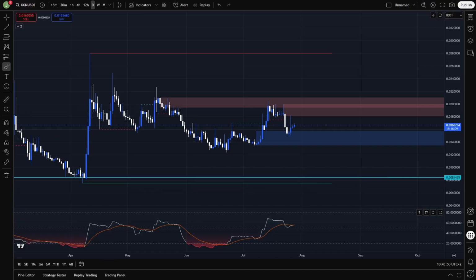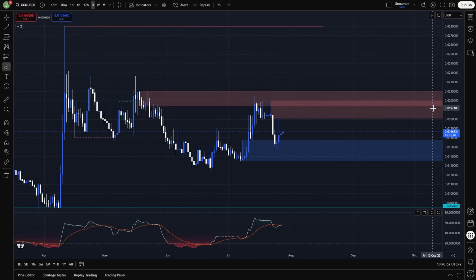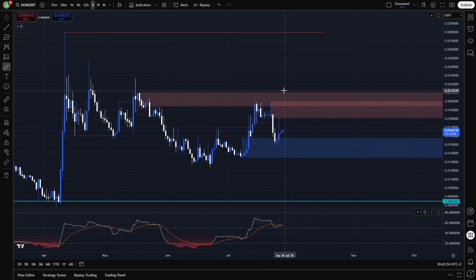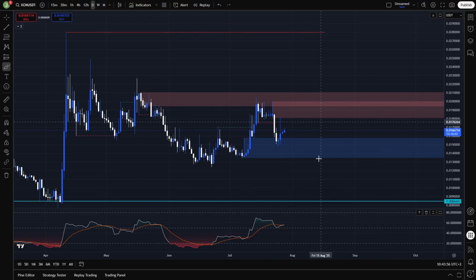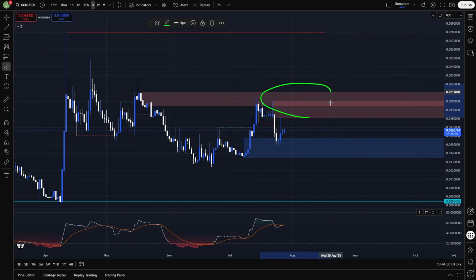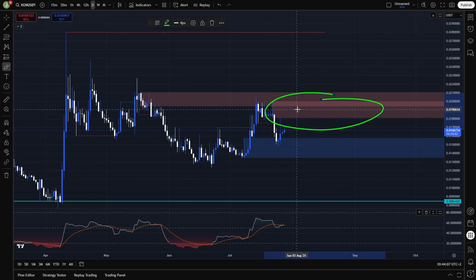Let's start today on a daily chart. Here I am watching two main areas, this bearish and this bullish order block. This bearish order block area is between level 0.02107 and 0.01806. This is currently the main resistance.